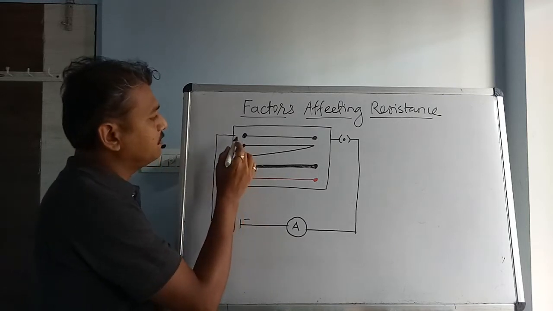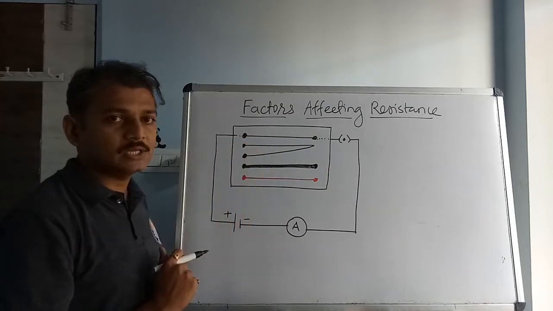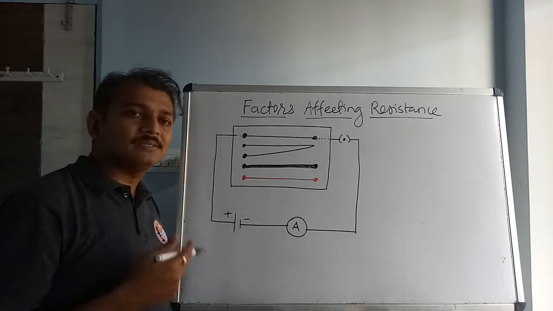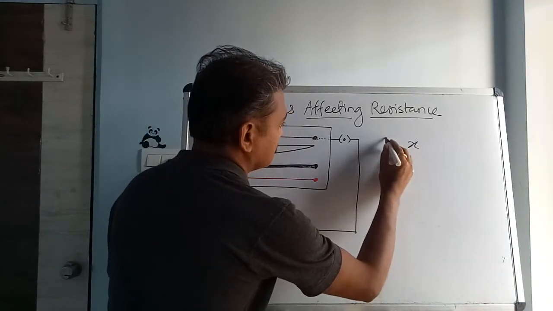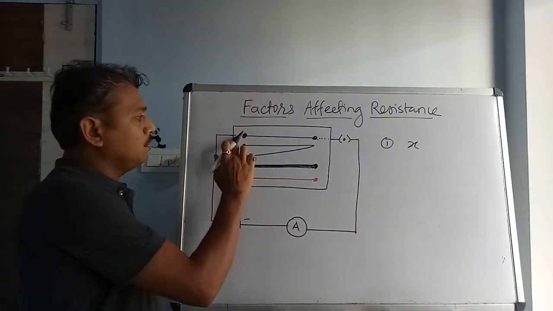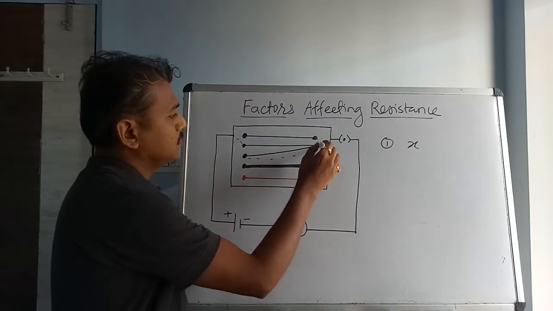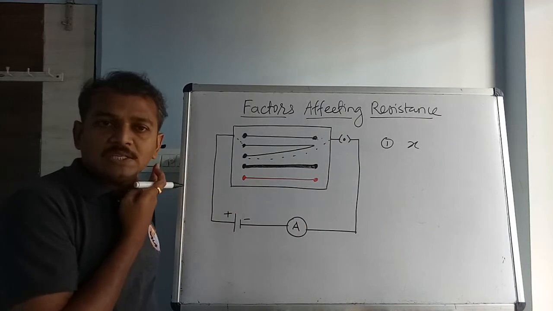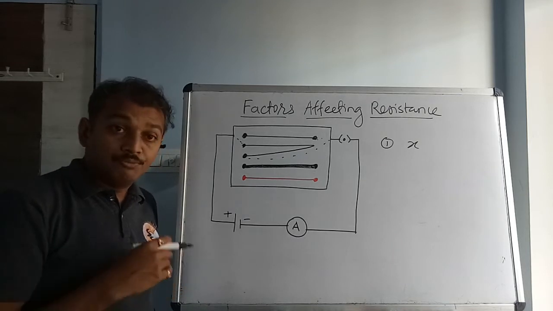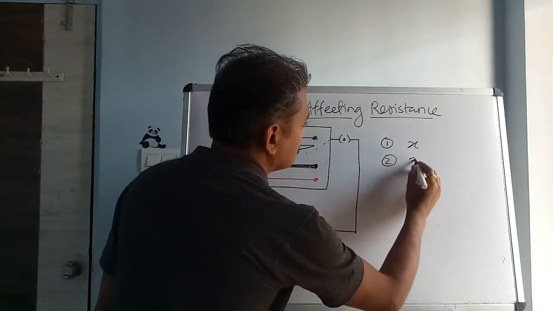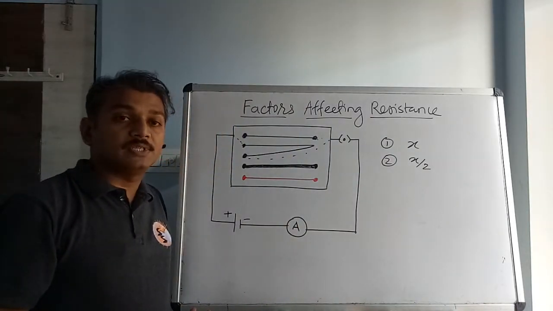So we got the reading. First I am connecting the circuit with the first case. Let us suppose that we got reading X in the first case. Now we are connecting this to the second wire like this. The material is the same, as I told you, but the length is double. So here we got a reading which was exactly half of the first reading.